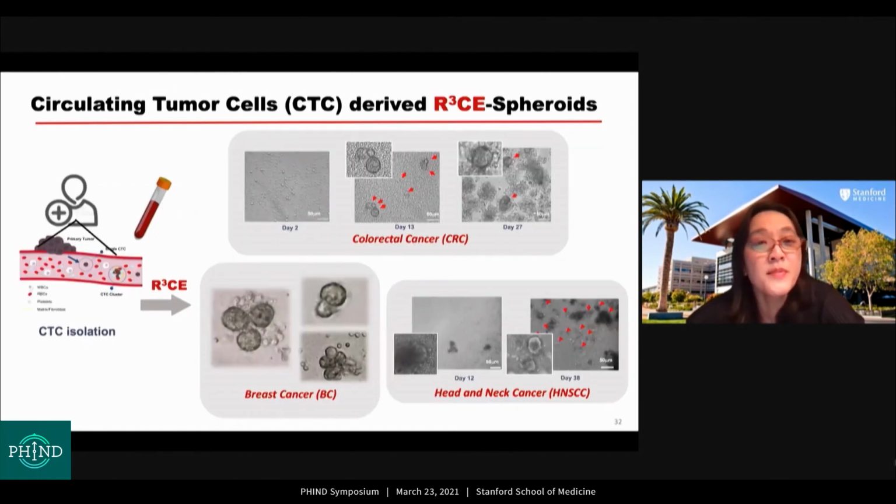Okay, what about circulating tumor cells? Here I show you some examples. This is colorectal cancer, breast cancer, head and neck cancer. At 2 days you don't see much, but within 2 weeks you start to see the spheroids grow, and then within a month they grow even larger, the same as with breast cancer and head and neck cancers.